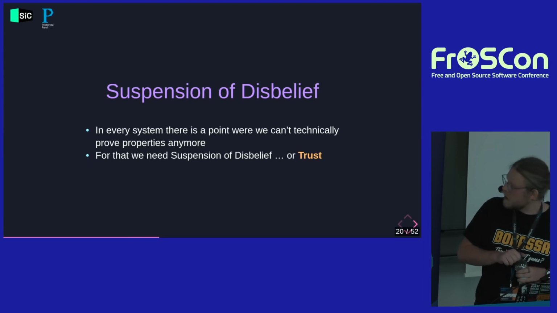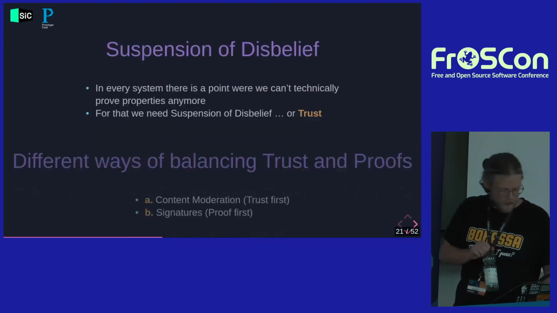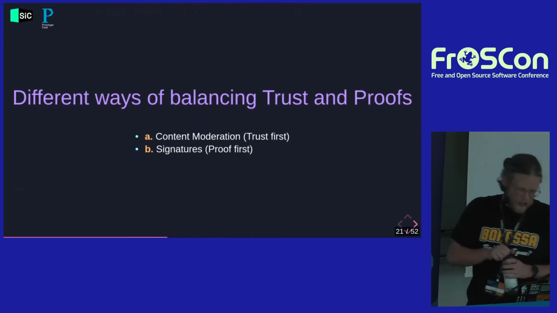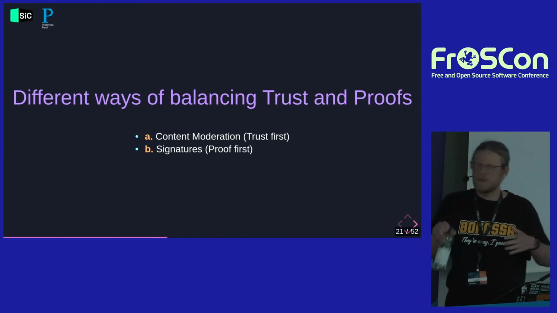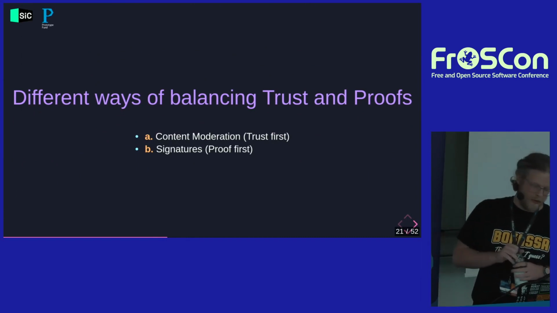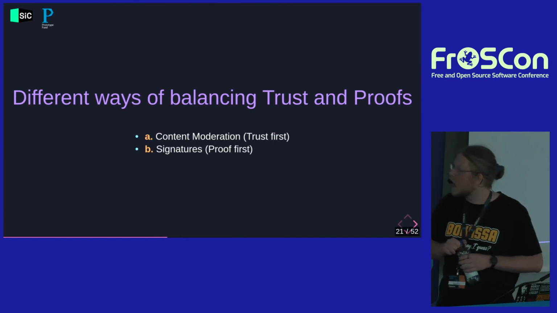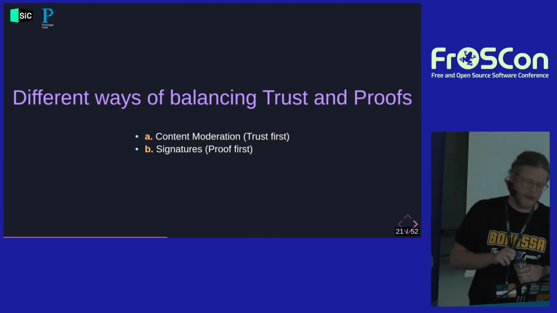To further illustrate it, I've brought you two examples to show you how this trust versus proof spectrum works. The first one is content moderation, and the second one is signatures. Content moderation being trust first, and signatures being proof first.